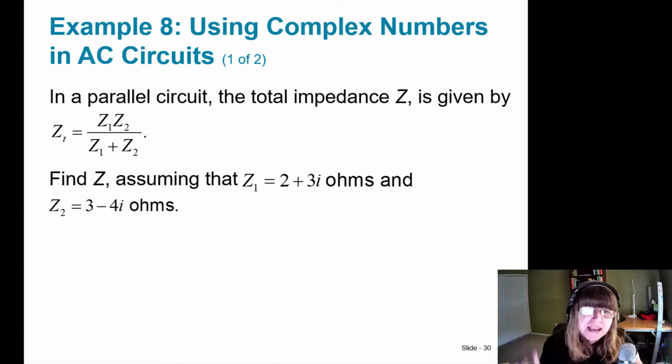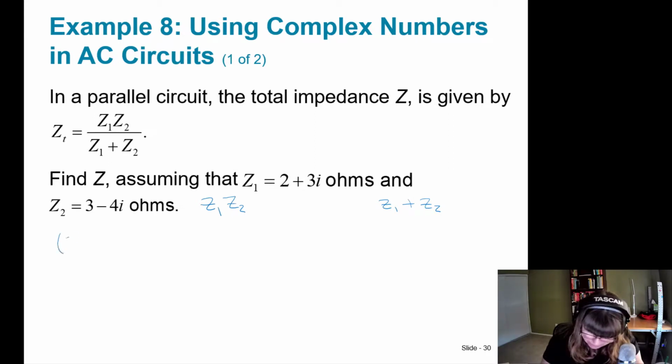alternating current circuits. In a parallel circuit, the total impedance, Z, is given by this formula: Z total equals Z1 times Z2 divided by Z1 plus Z2. Now we want to find Z total, assuming that Z1 equals 2 plus 3i ohms and Z2 equals 3 minus 4i ohms. Here's what I need to do. I'm going to first figure out Z1 times Z2, and then also Z1 plus Z2, and then put these two together to do the division.